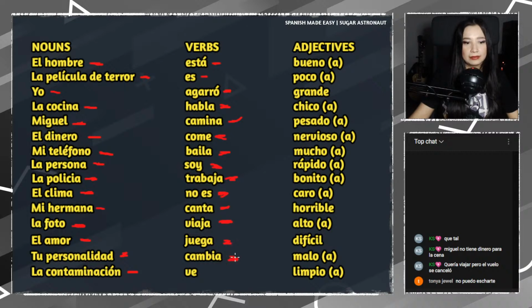Cambia, that has quite a few meanings, but in this case, we're talking about change, okay? Changing, just change. Ve, see or watch or look at, okay? So those are the verbs.